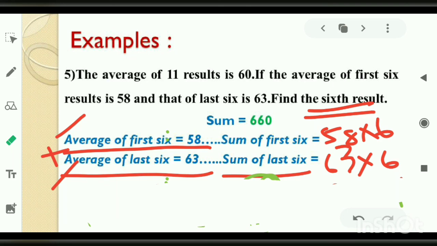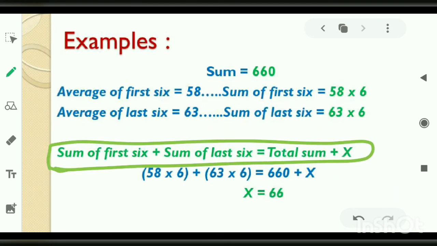So, we know the total sum of all the 11 values, and we know the sum of the first 6 and the last 6. So, we can make a formula: the sum of the first 6 plus the sum of the last 6 is equal to the total sum plus x. On substituting the known values, we will get the value of x. x is nothing but the 6th value.